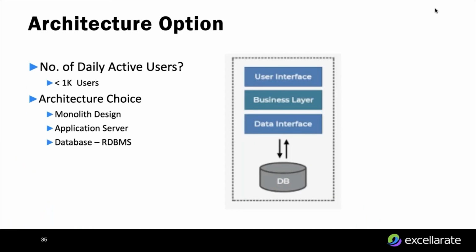So the architecture options, right? Based on the number of users, if the user traffic is say less than 1,000 daily active users, the architecture choice could be a monolith design: the application server, as you see on the right hand side, the business layer, and then we have a database, RDBMS. The value that we get is quick development, and there won't be that much complexity required, and it's a very simple architecture. So that's one consideration, if you know beforehand how much your daily active users would be.